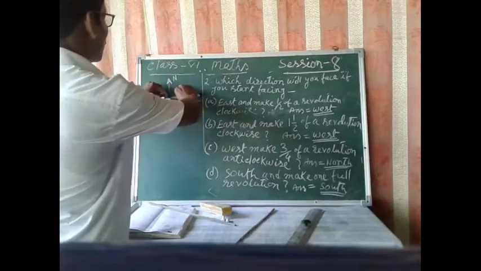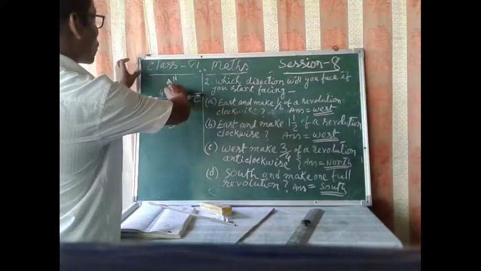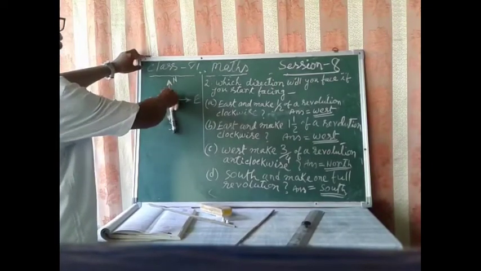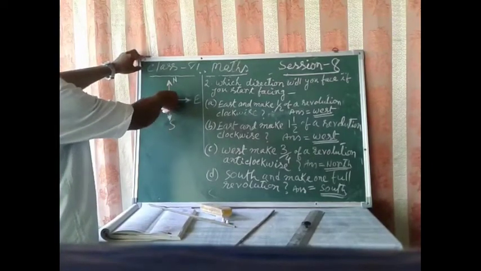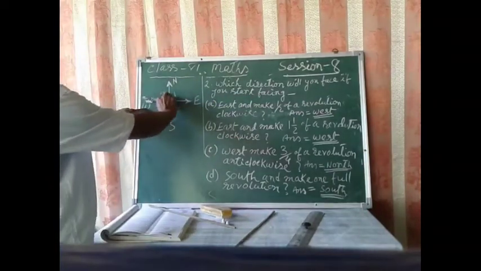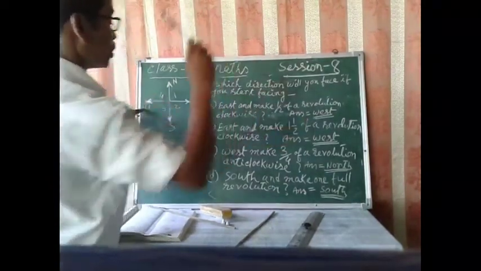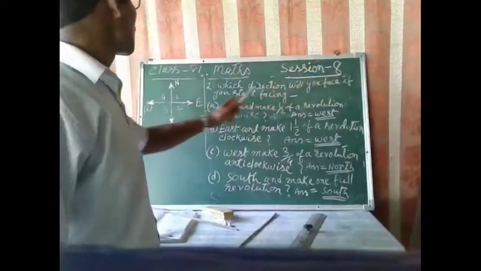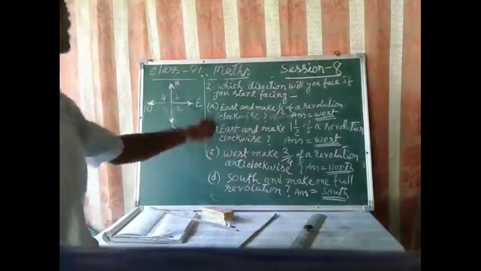Now you face east and make half of a revolution. From here you have to overcome two quadrants. Facing east, one quadrant and second quadrant makes half of a revolution. You are facing west direction. Therefore the answer is west. Next, which direction will you face if you start facing east?